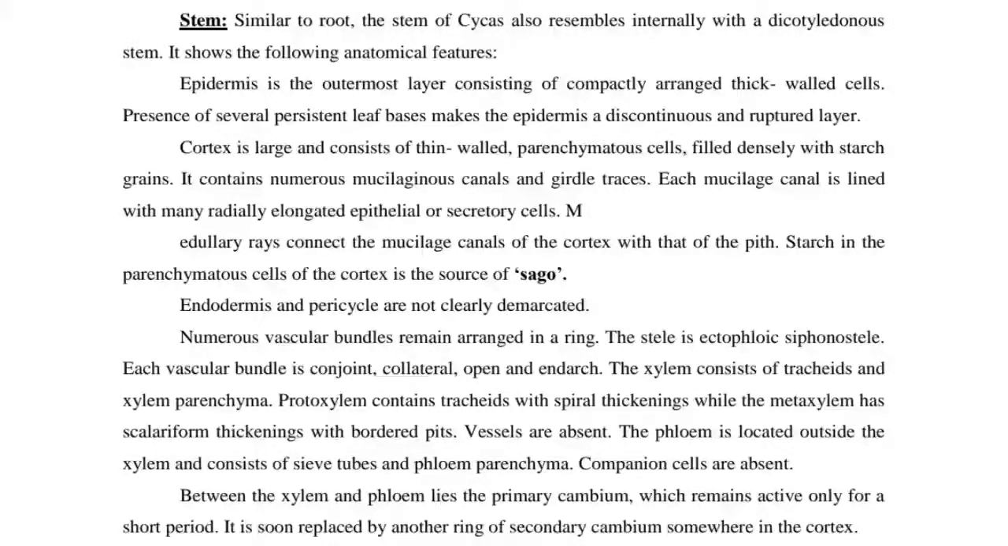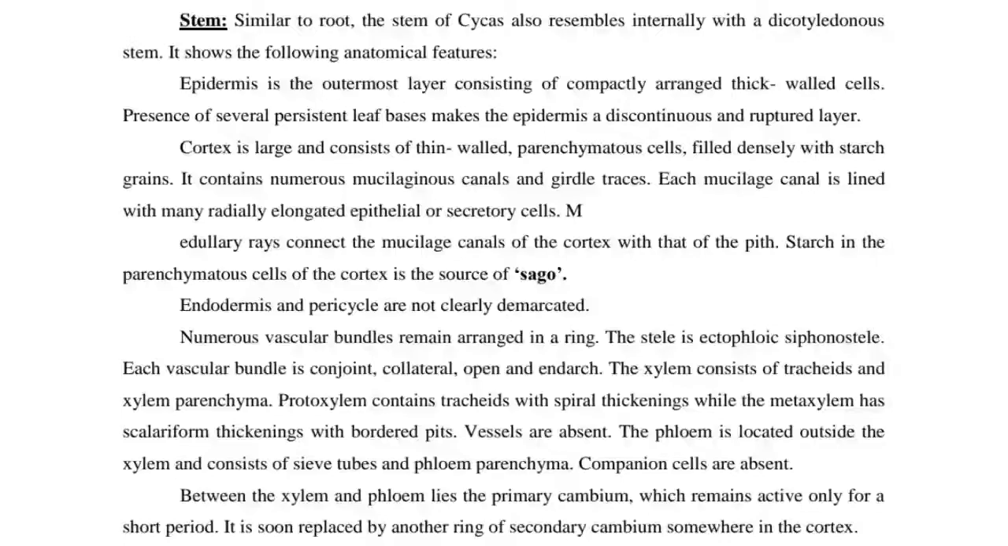Endodermis and pericycle are not clearly demarcated. Numerous vascular bundles remain arranged in a ring. The stele is an ectophloic siphonostele. Each vascular bundle is conjoint, collateral, open and endarch. The xylem consists of tracheids and xylem parenchyma. Protoxylem contains tracheids with spiral thickenings while the metaxylem has scalariform thickenings with bordered pits.